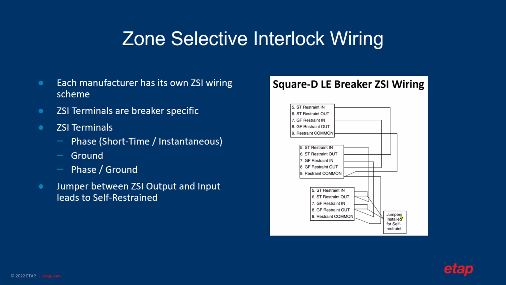If we have a jumper installed for self-restraint, that will connect the short time restraint in and out together, and the ground restraint in and out together. And that is the jumper for the self-restraint scheme.